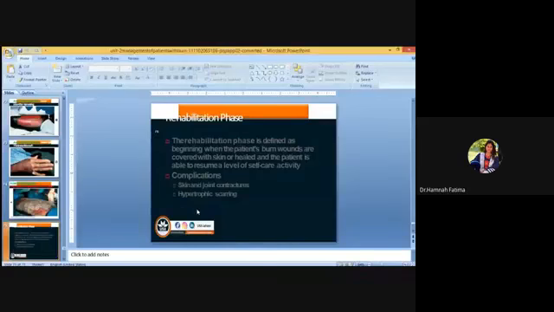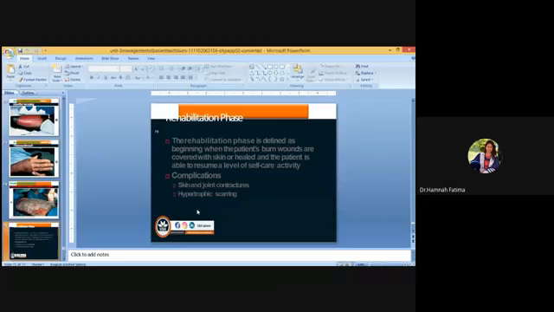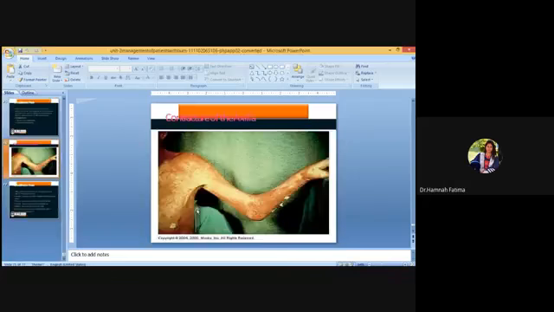Rehabilitation phase is defined as the beginning when the patient's burn wounds are covered with skin or healed and the patient is able to restore a level of self-care activity. Complications: skin and joint contractures, hypertrophic scars. This is contracture. This is all about burn.